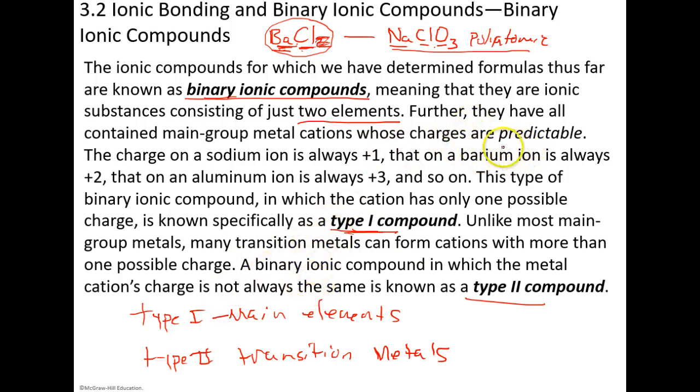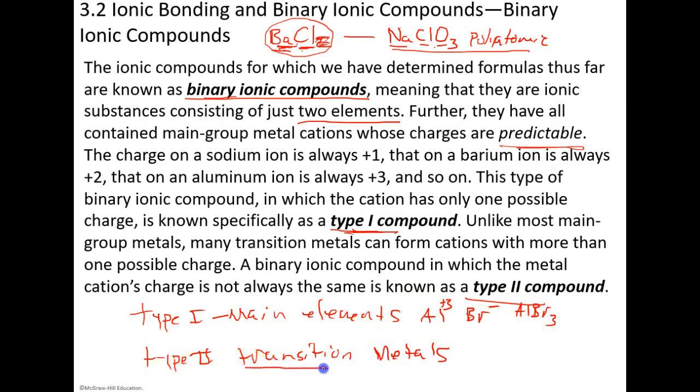So type 1 are predictable. All right, you know what the charges are. If I give you aluminum and I give you bromine, you know that aluminum has a +3 and bromine has a -1. You just need to look at the periodic table, and then you get AlBr3.